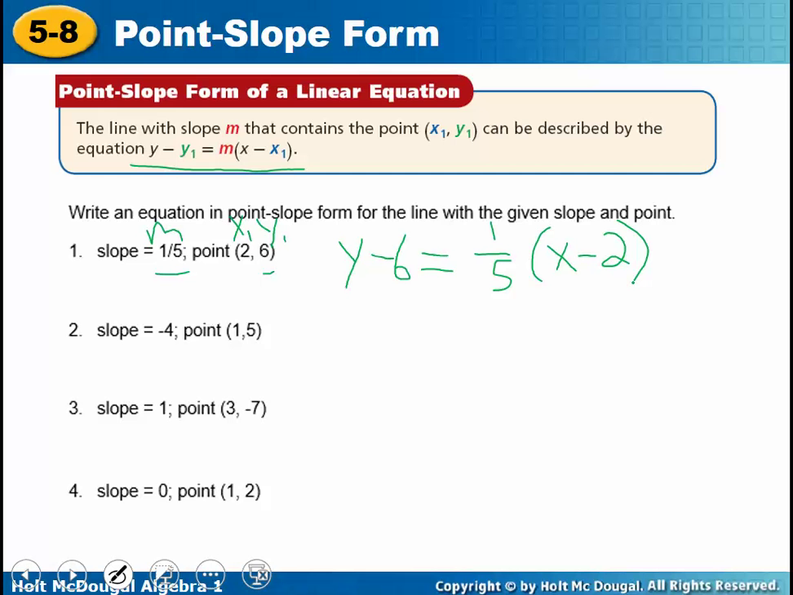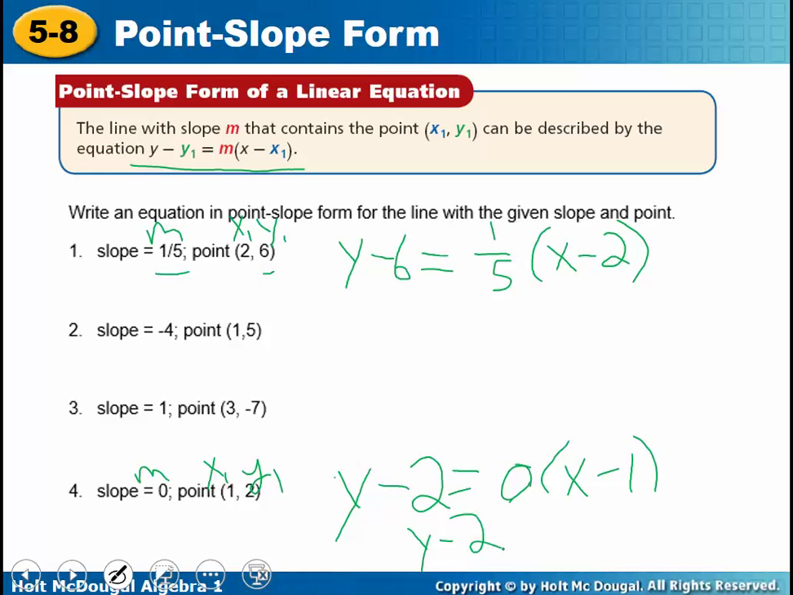Let's look at one with a negative, number 3. Oh, let's look at number 4. The slope is 0. So y minus, let's see, this is our m, this is our x sub 1, this is our y sub 1. So y minus 2 is equal to m. Well, I guess you could leave it like this, but this is going to simplify. 0 times anything is 0. So this actually simplifies to y, add 2 to both sides, equals 2.